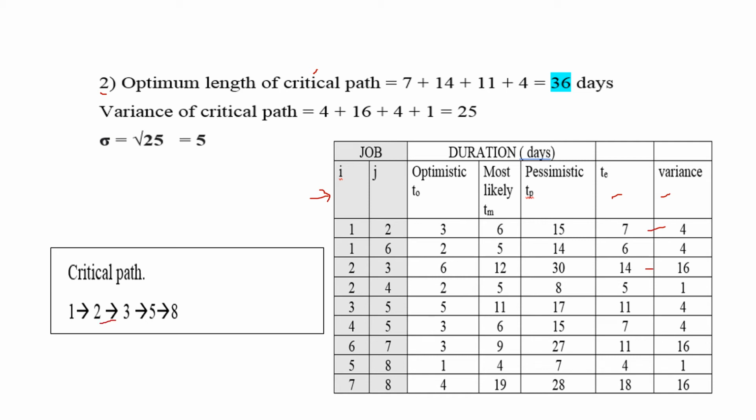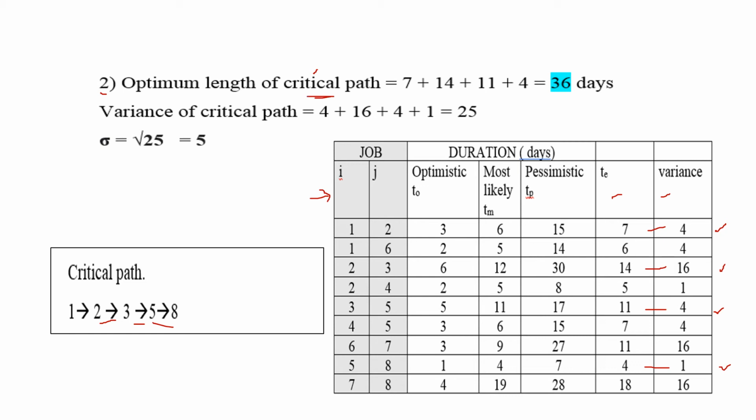This one. 3 to 5, this one, and 5 to 8, this one. Okay, that is 1 to 2. You are having the row is this one, and for 2 to 3 this one, 3 to 5 is this row, and 5 to 8 is this row. So consider the values. Now find the optimum length of the critical path.